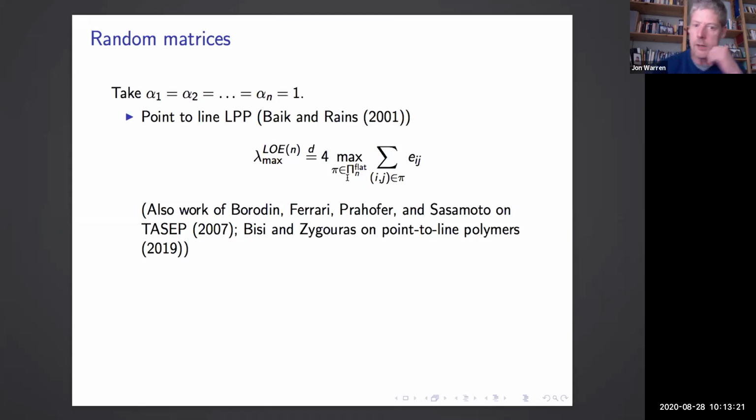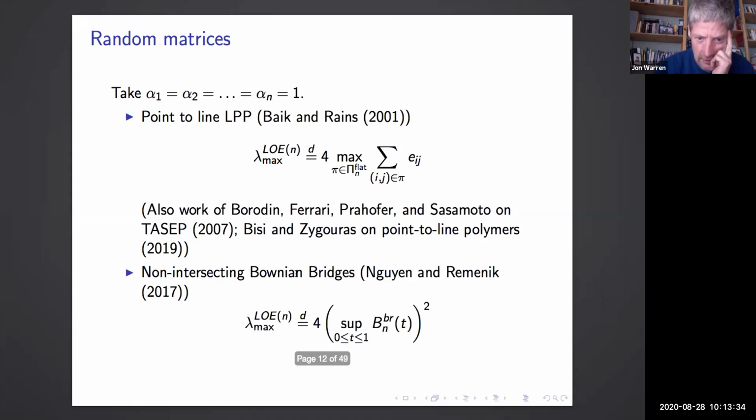So there are certainly calculations of the distribution of the right-hand side, and on the left-hand side, the result in the literature that first made Will and I realize that there might be a connection was that you also get an LOE distribution, the largest eigenvalue of the LOE, arising in a situation where you have non-intersecting Brownian bridges. So this is a little bit like the random variable I had, but it's not quite the same.